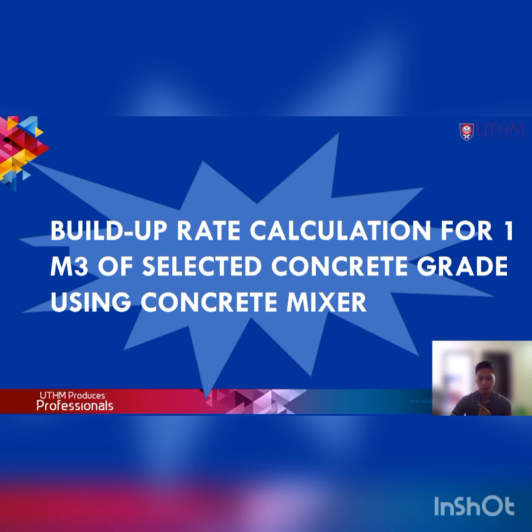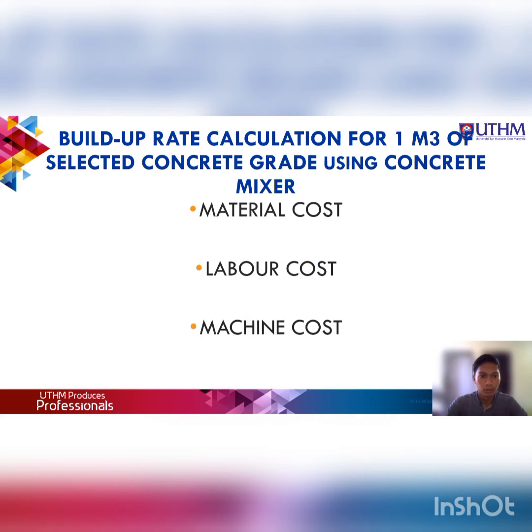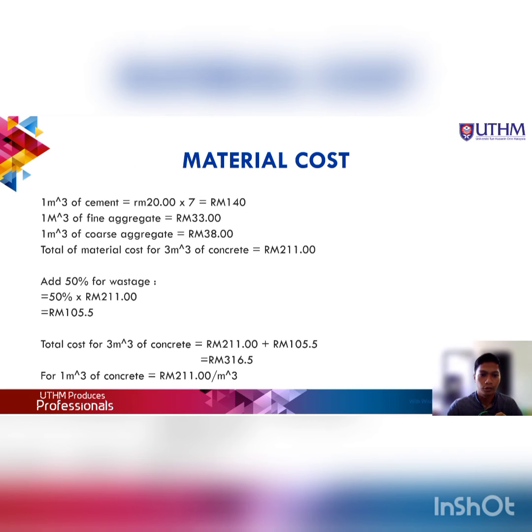So next is the build-up rate calculation for 1 meter cube of selected concrete grade using concrete mixer. There are 3 costs that we use in the build-up rate calculation for 1 meter cube of selected concrete grade using the concrete mixer. The first one is material cost, the second one is labor cost, and the third one is machine cost.